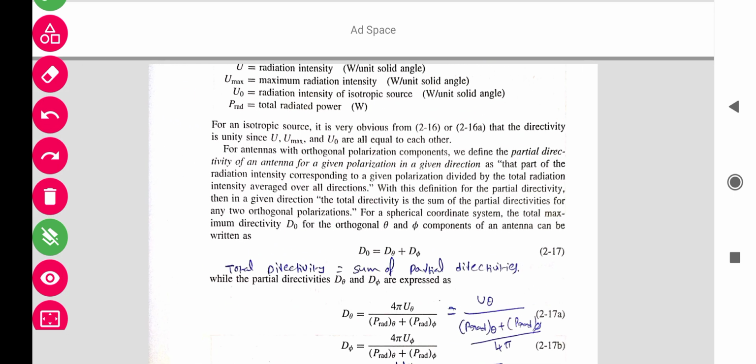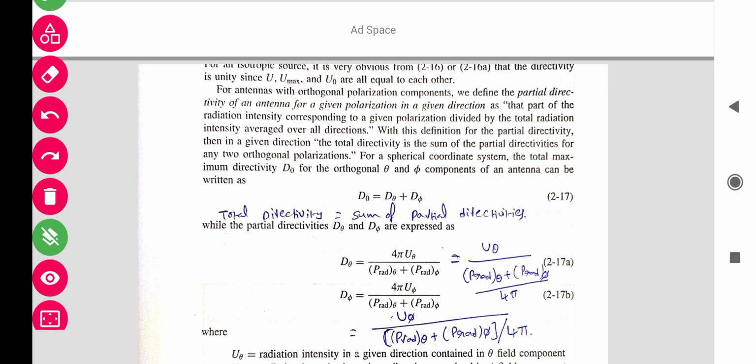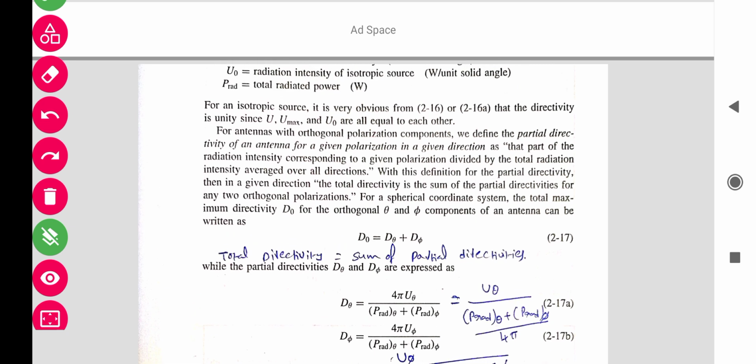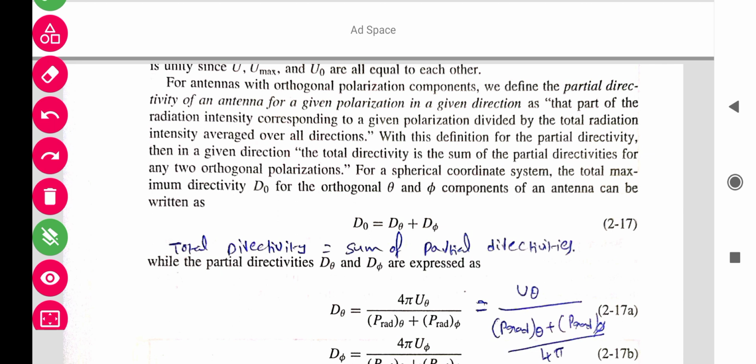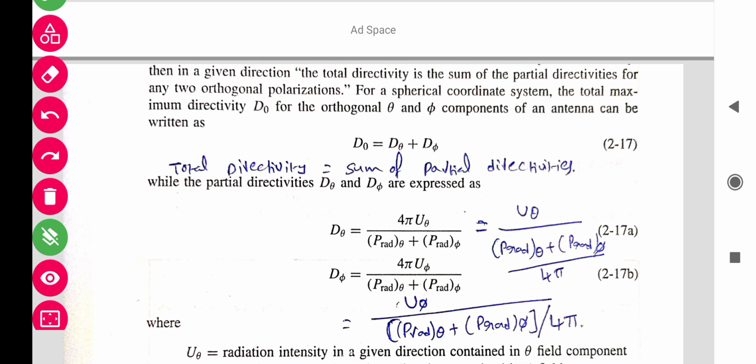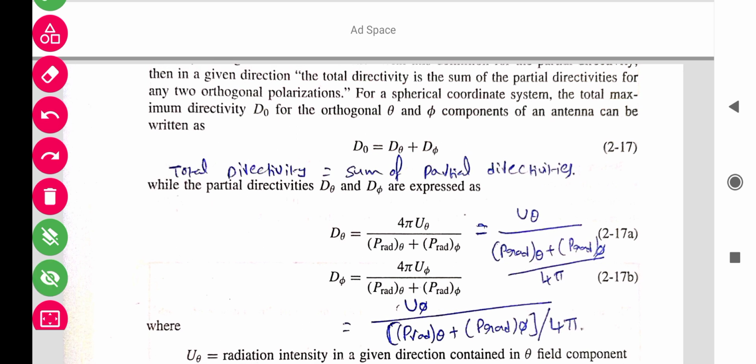Now we'll see. This was already a very simple thing. He was trying to explain that the directivity will be given in two components, one is theta and another is phi. Why? Because the directions are defined in spherical coordinates with respect to theta and phi only, right? So then you distribute it. Then D0 equals 4 pi divided by P radiated, which is divided into two parts: P radiated of theta and P radiated of phi. So this is another form to define the directivity.